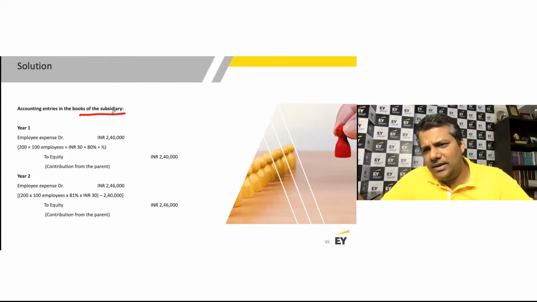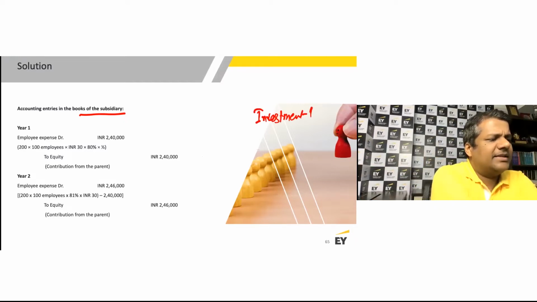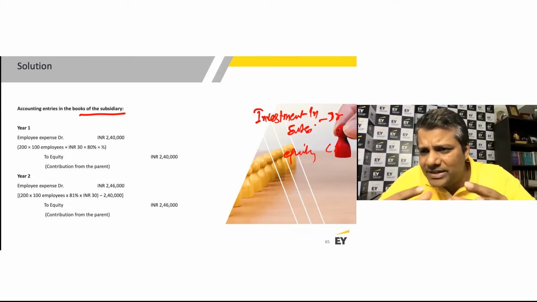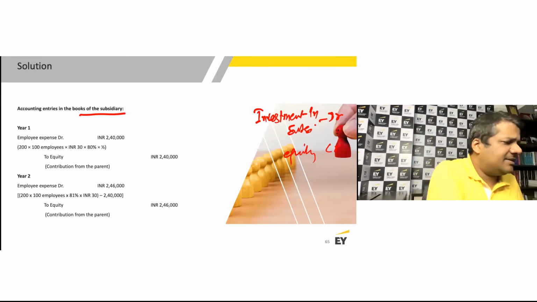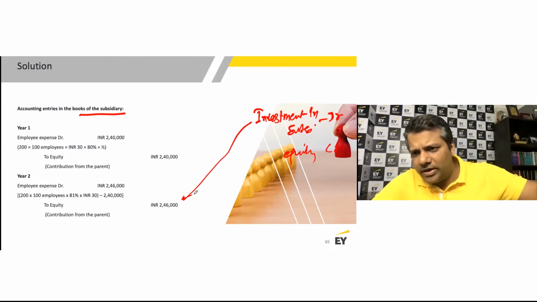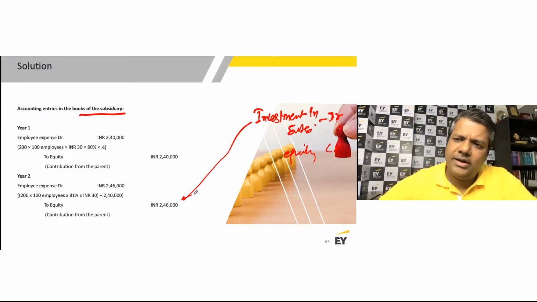The parent, if they were to record, will record the entry investment in subsidiary in their standalone financials: debit investment and credit equity, because they have issued stock. They will not record expense in their standalone books. When they consolidate, this investment and equity will get knocked off, and they will be left with their own equity, which is what they have issued, and the expense, which is going to get recorded in the consolidated financial statements.